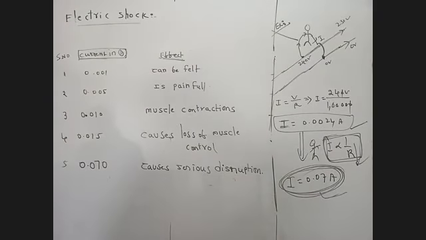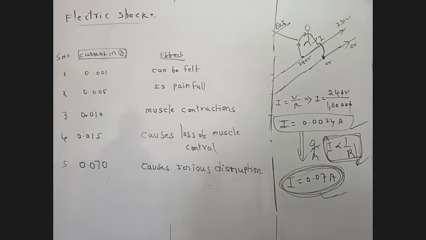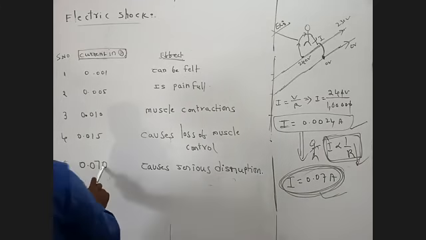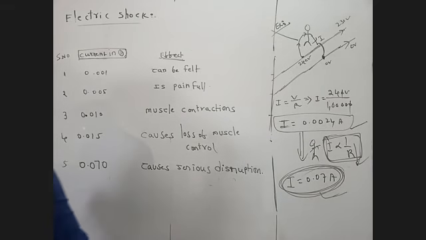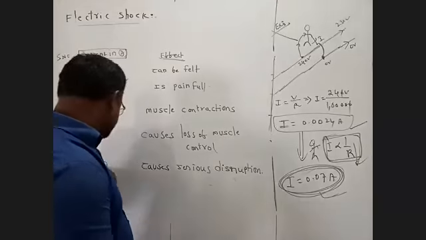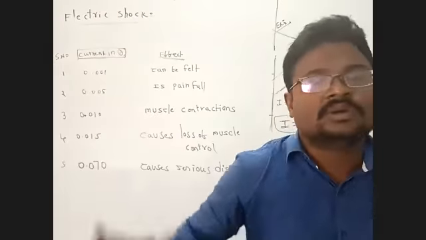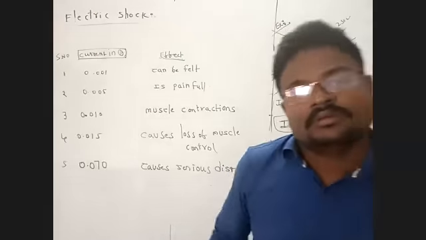So maybe the person will die. The last situation: if the current of 0.07 passes through the human body for more than 1 second, the person will die.